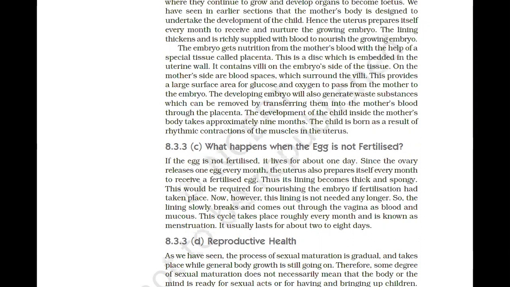On the mother's side are blood spaces which surround the villi. This provides a large surface area for glucose and oxygen to pass from the mother to the embryo. The developing embryo will also generate waste substances which can be removed by transferring them into the mother's blood through the placenta. The development of the child inside the mother's body takes approximately 9 months. The child is born as a result of rhythmic contractions of the muscles in the uterus.